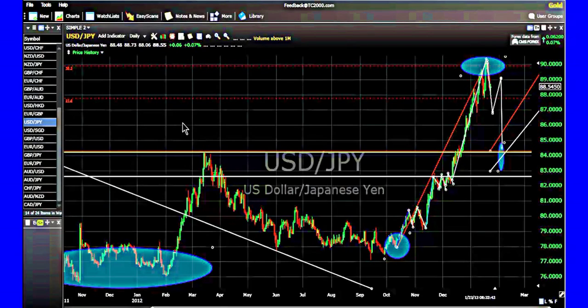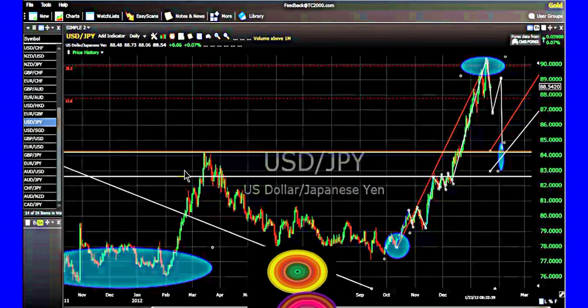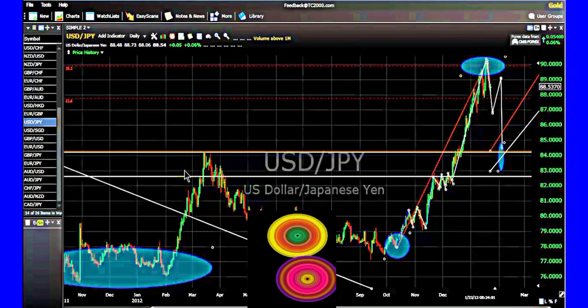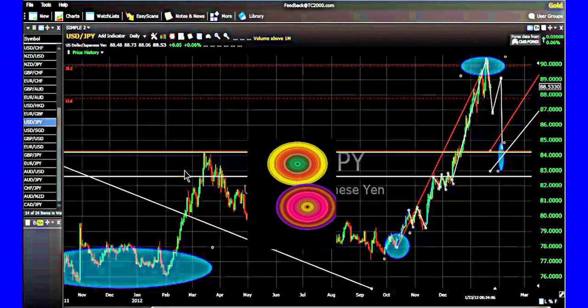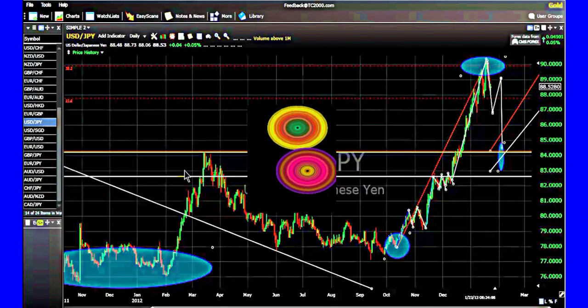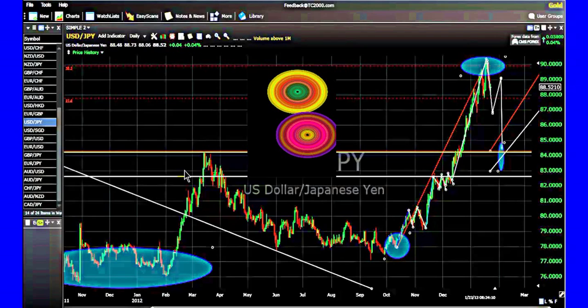To summarize, with the structure of the internal waves of the first wave, we can forecast the motive wave on a higher degree. With the internal waves of the second wave on a minor degree, we can forecast the corrective phase on a higher degree.